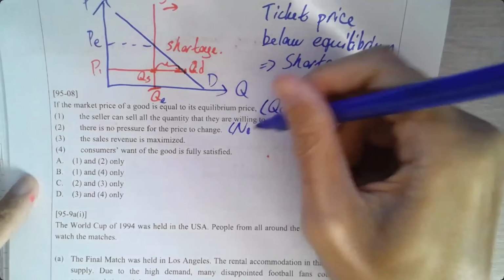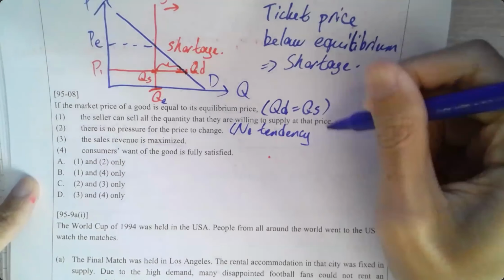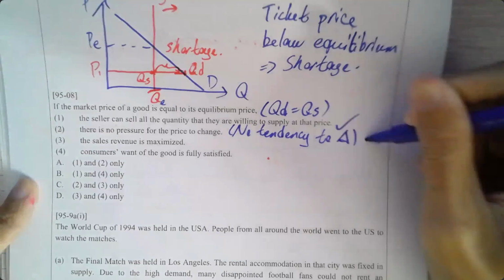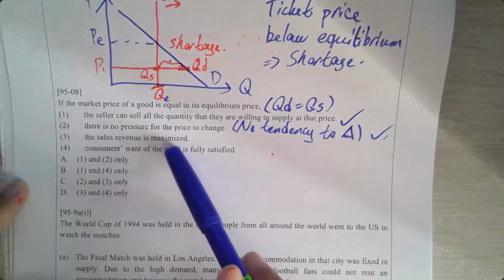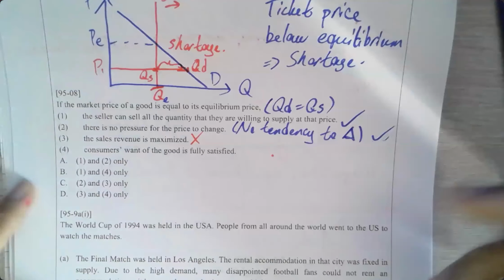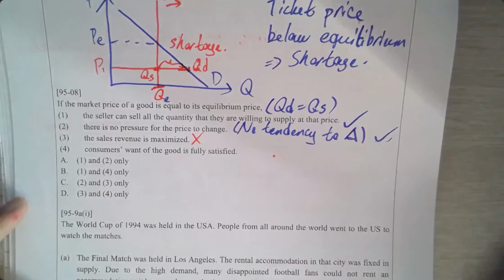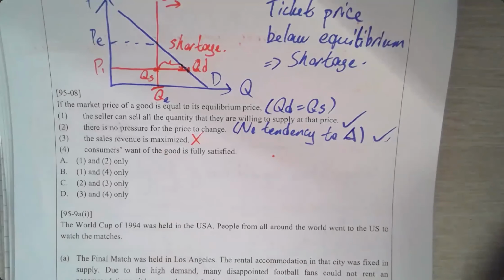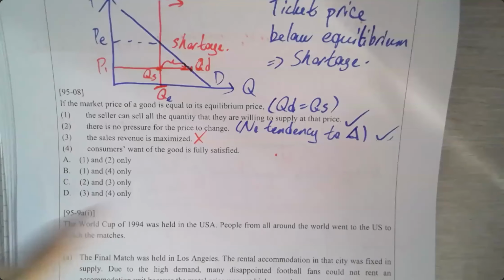Okay, no tendency to change. So exactly, no pressure to change. The sales revenue is maximized. You haven't learned this yet, later on in chapter 10 we will talk about elasticity of demand. Okay, this may not be maximized. And consumers' want is fully satisfied.